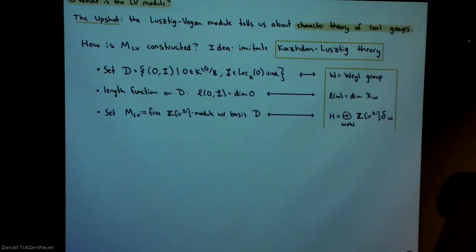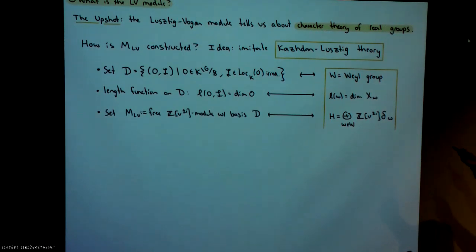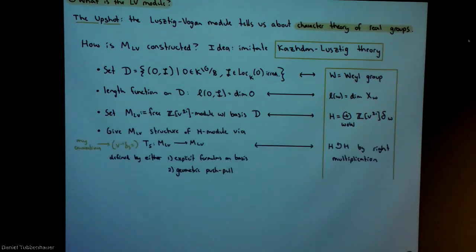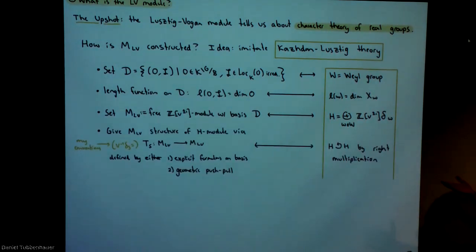The next ingredient is the Hecke algebra itself. In Kazhdan-Lusztig theory, at first glance we can just think of it as a free module over this Laurent polynomial ring with a basis given by the Weyl group. So we can do the same thing here with our basis. We're going to set M_LV to just be a free module with a basis given by our set. And then the Hecke algebra acts on itself via right multiplication.